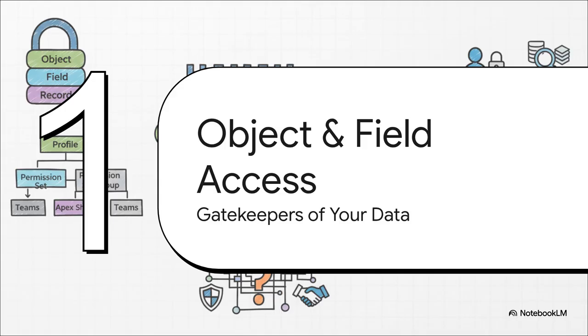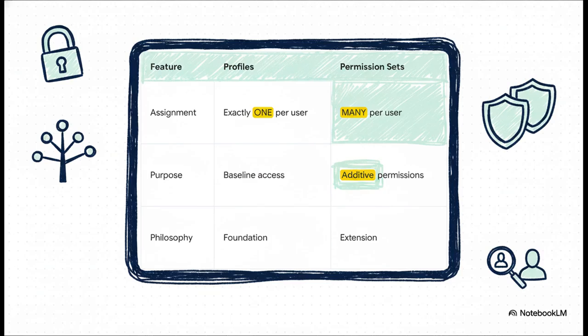These are basically your gatekeepers, and they're controlled by 2 tools you need to know like the back of your hand. Okay, here's the key takeaway. Profiles are the foundation. They set the baseline permissions for a group of users. Think of it as the minimum access a sales rep needs. Permission sets, on the other hand, only add permissions. They're like bonus keys you hand out.